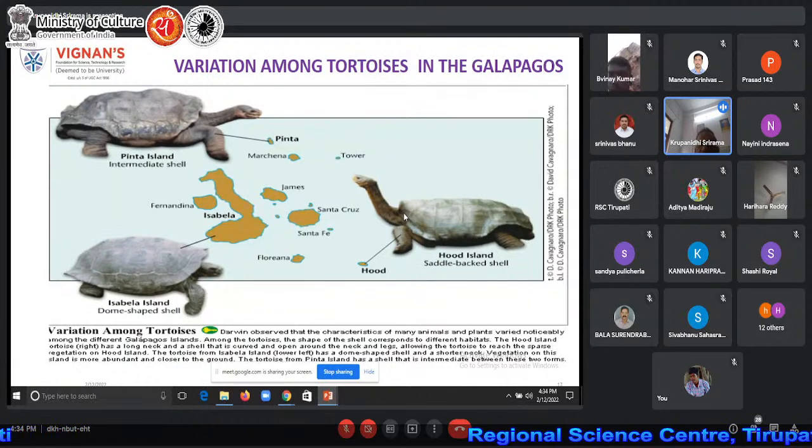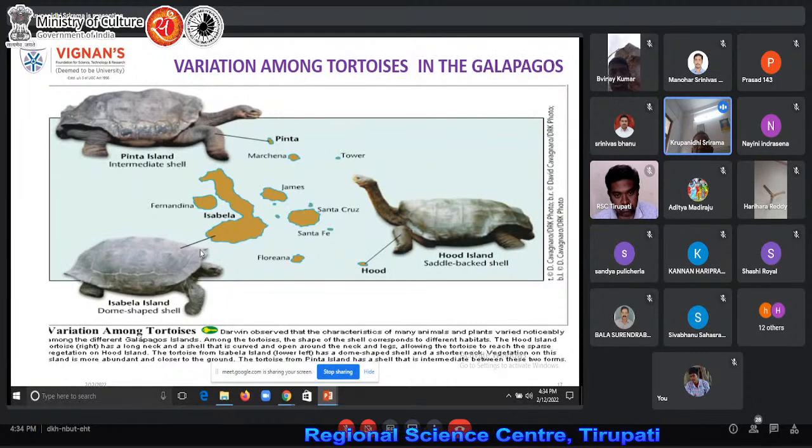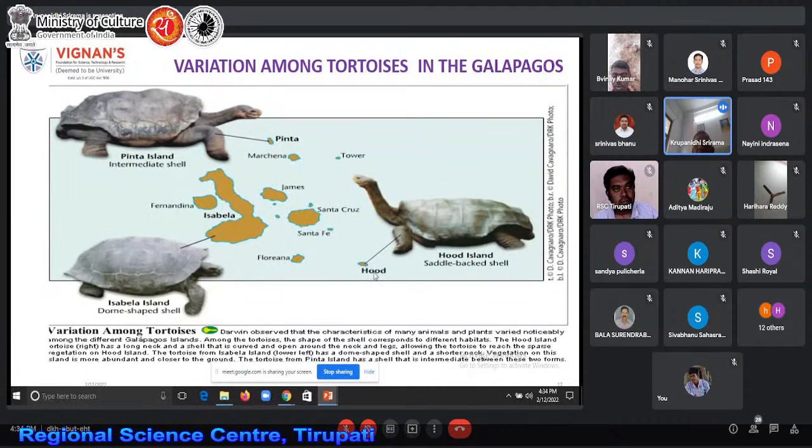See here, what is happening is, as a variety develops, from the variety, the characters are manifested. Once the accumulated characters are manifested, they are going to become a species. So like that, they all have become individual species. Now let us see here. In the Galapagos Islands, there are many islands, wherein there is an island by name Hood.